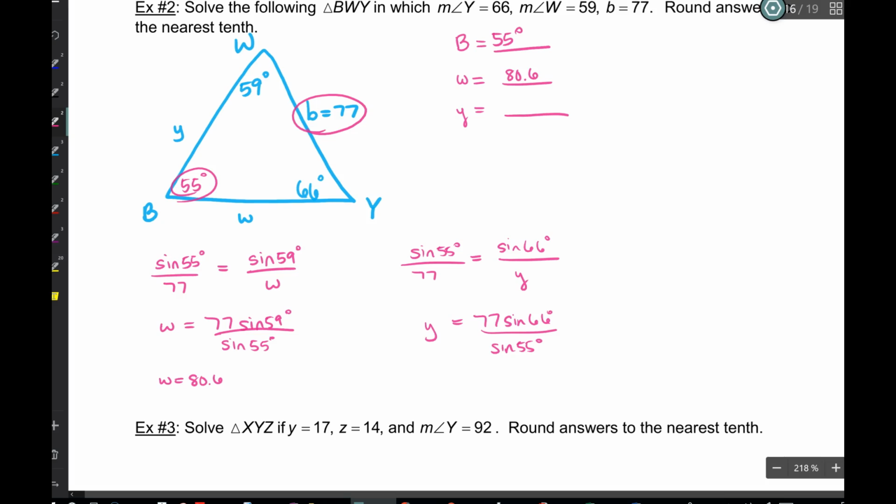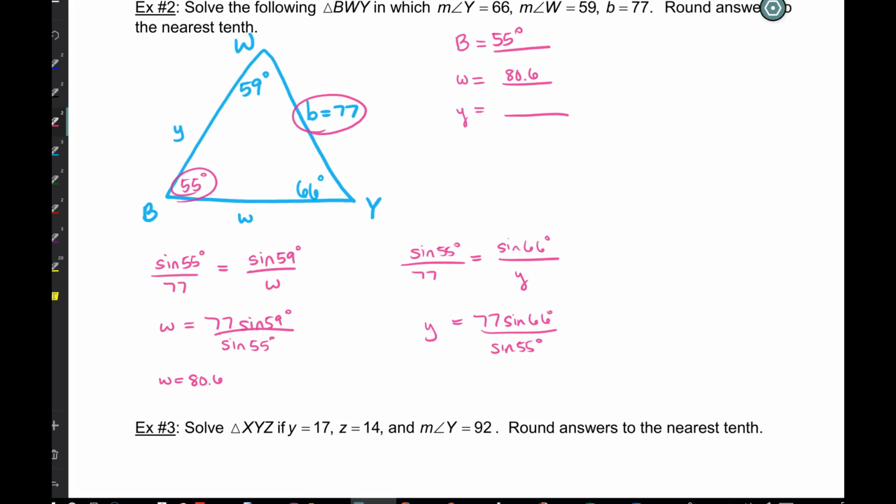Put my degree signs in there. All right, plug that in. Also notice, if you look at your angle measures, these are all relatively close in degree measure. So the sides should also be pretty close in measure. You shouldn't get something like 10. 10 wouldn't make sense.